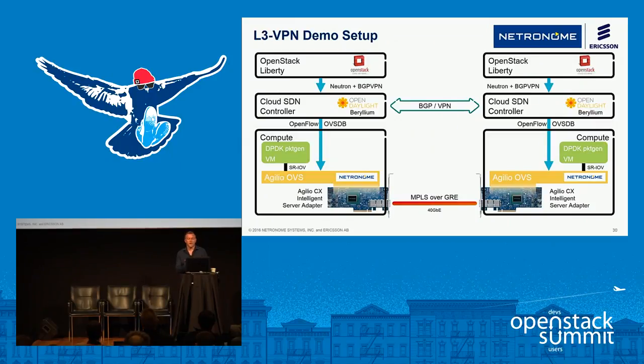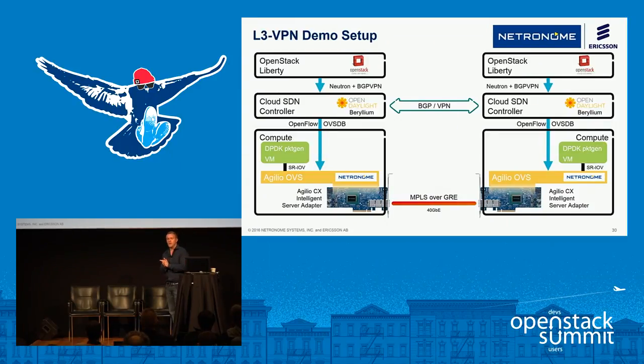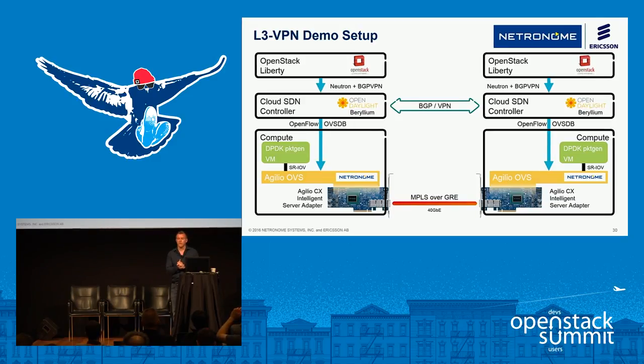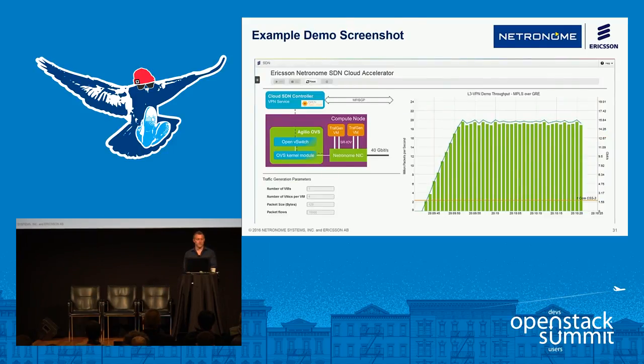The demo setup: we've got 2 different compute blades. Each one is representing their own data center, their own cloud instance. Flows are pushed down through 2 different SDN controllers, again running Beryllium there. And then we have MPLS over GRE connecting and sending the traffic back and forth between the two computes. They're connected over a 40 gig Netronome Agilio SmartNIC. Okay, just a picture. I'm going to switch over to the demo now.